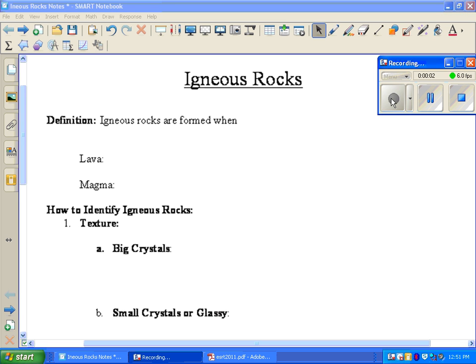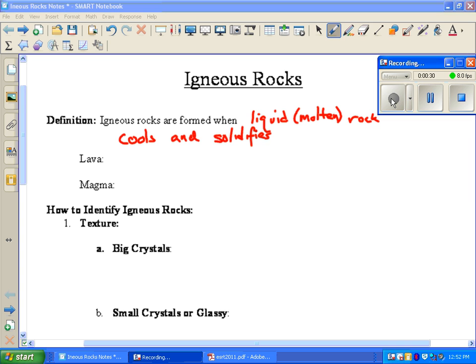This lesson is going to be on igneous rocks. And we're going to start with a definition. Igneous rocks are formed when liquid or molten, it's another word for liquid, rock cools and solidifies.